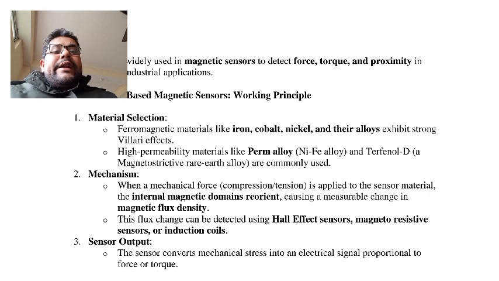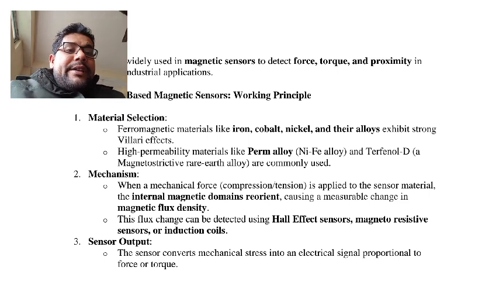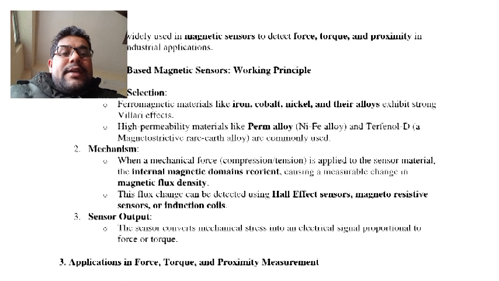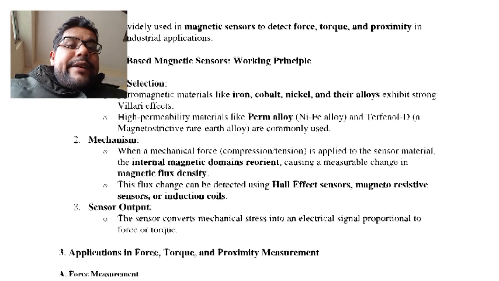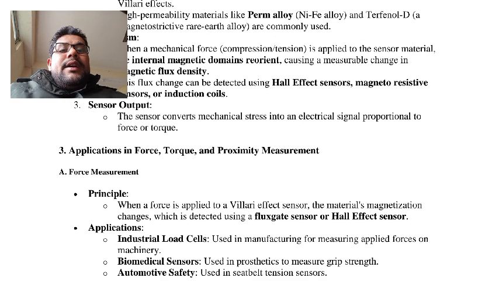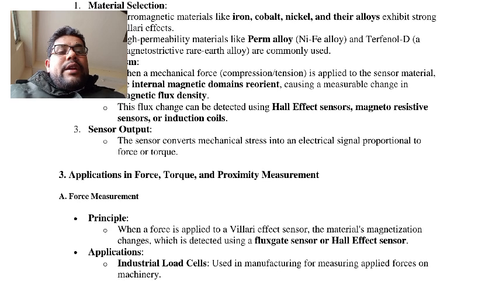So when we apply force on ferromagnetic materials, tensile or compressive, its internal magnetic domains are reoriented, causing a measurable change in magnetic flux density. This flux change can be detected using a Hall effect sensor, magnetoresistive sensor, or induction coil. Sensor output: these sensors convert the mechanical stress into electrical signals proportional to force or torque. So the applications are force, torque, and proximity measurement.